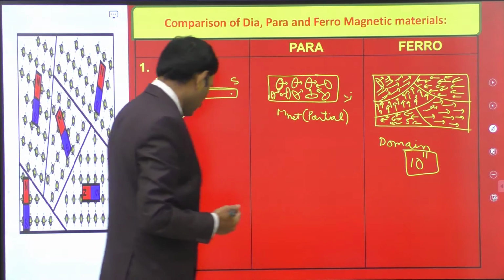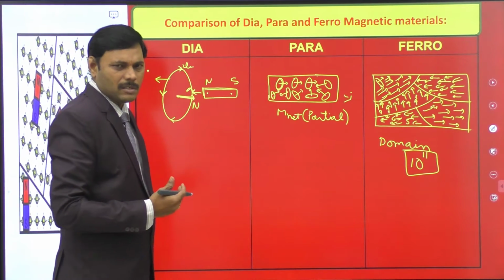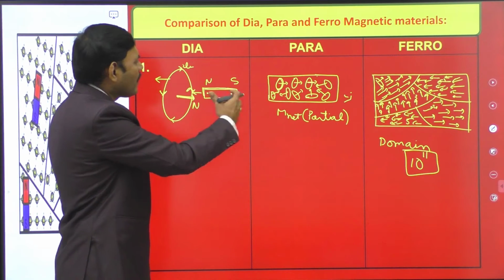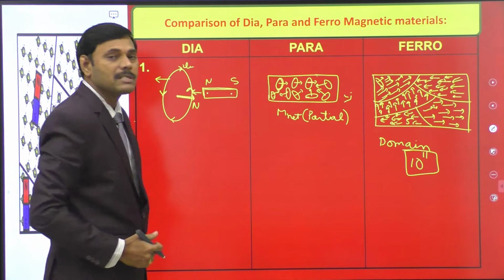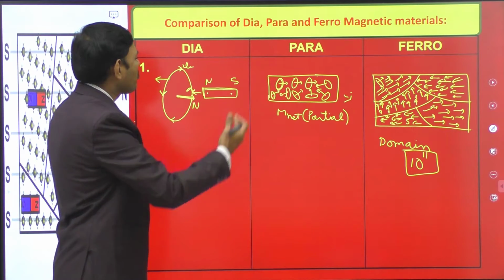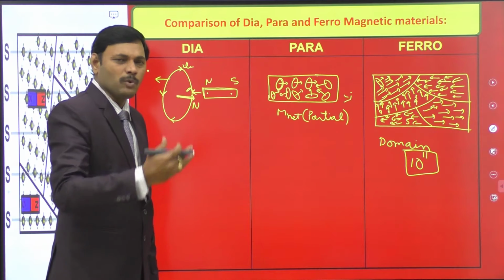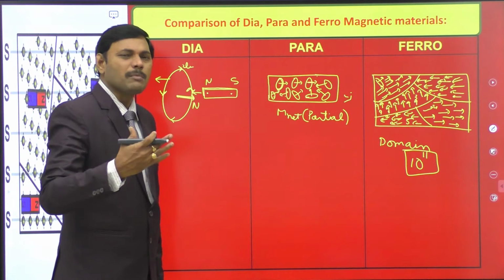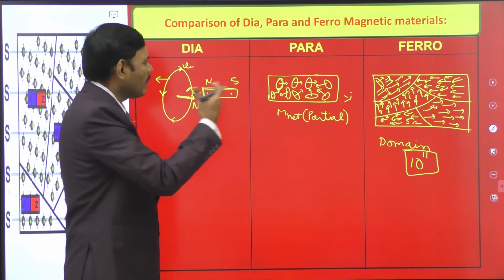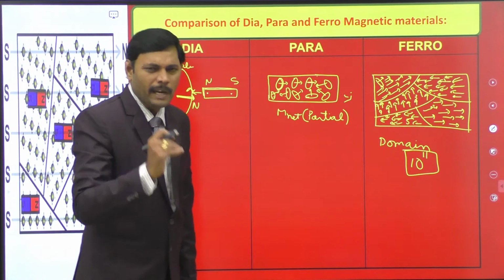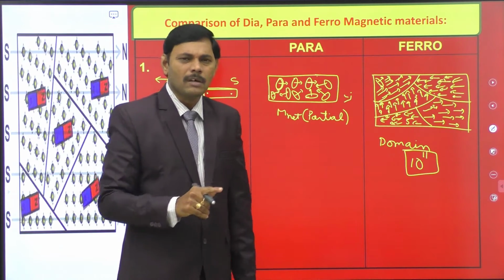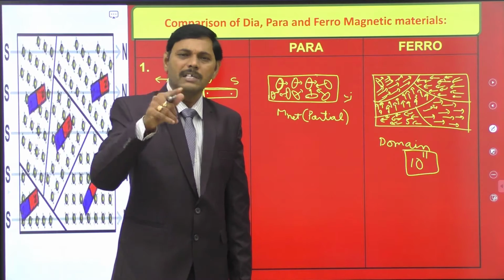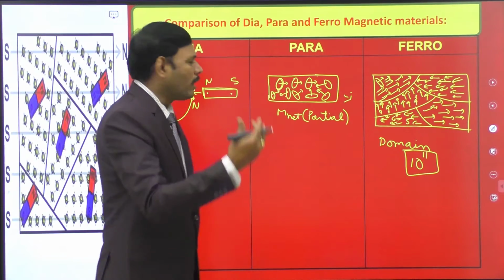Students, I hope you understood the basic difference to achieve the dia, para and ferromagnetic properties. This is the basic difference. I explained the basic difference in the structures that give the properties of dia, para and ferro. So far I explained two things: the definition of dia, para, ferro and their examples, followed by how each one has its property. Let us move on to the next part of the discussion, the classification and properties of each one.